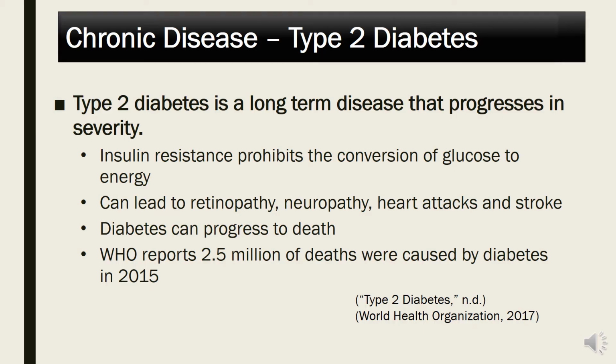In this section, I'll be describing how diabetes fits the criteria of chronic disease. Diabetes develops slowly over time and progresses in severity. According to Diabetes Australia, diabetes is progressive because over time insulin becomes resistant and thus less effective in converting glucose into energy. Diabetes also correlates to neuropathy, retinopathy, and stroke. In some cases, diabetes can progress to death.